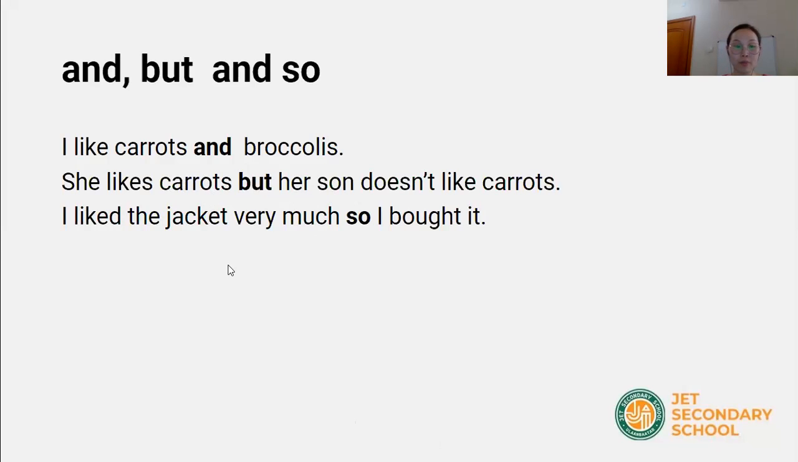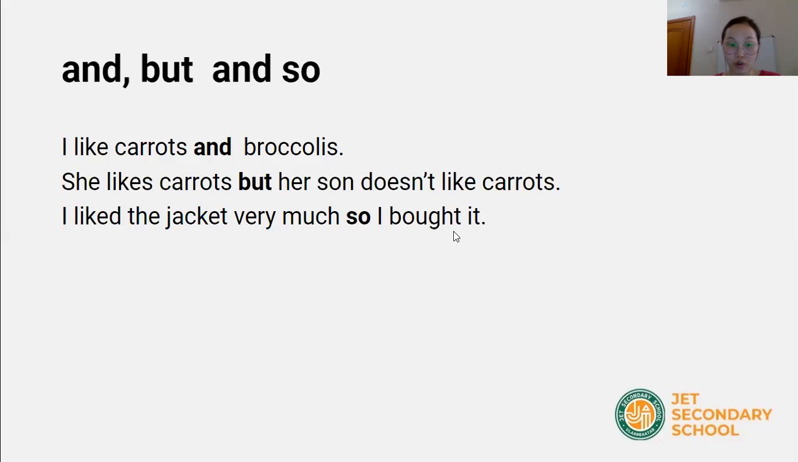And for the third example, I like the jacket very much, so I bought it. So here, I like the jacket very much is the reason. So I bought it is the result of this reason. Because you liked it, you bought it. So that so is used to connect these two parts of a sentence, like two clauses.